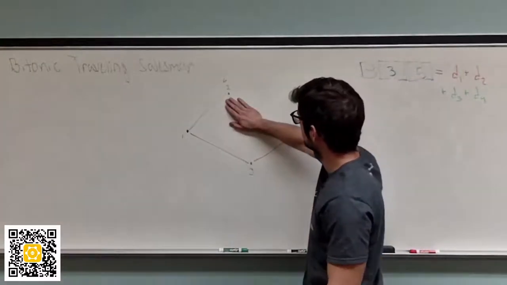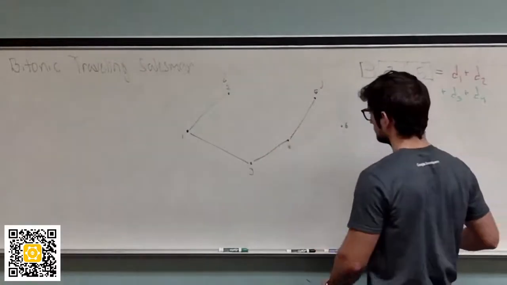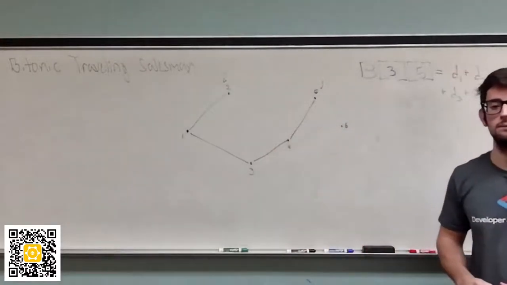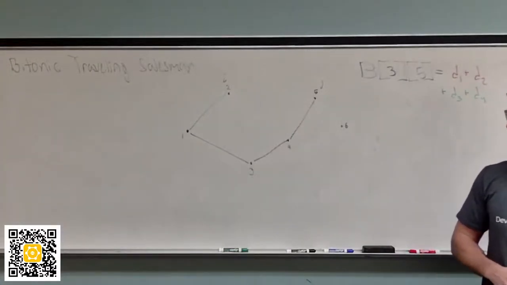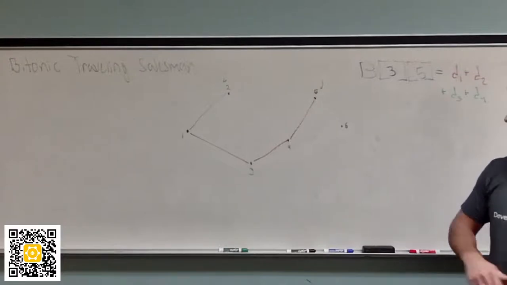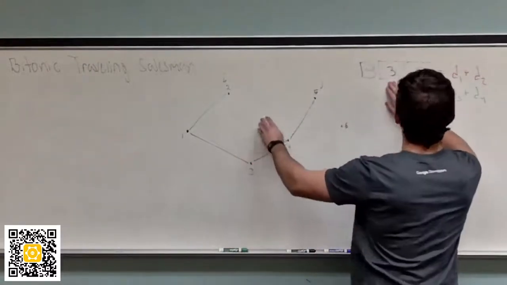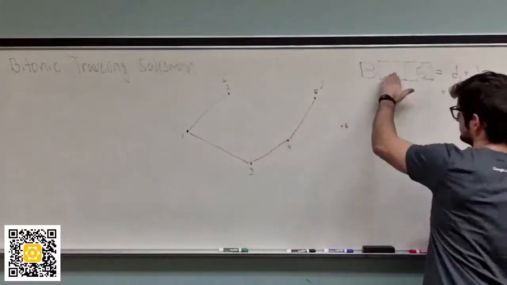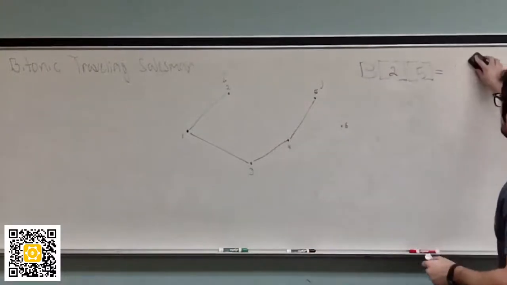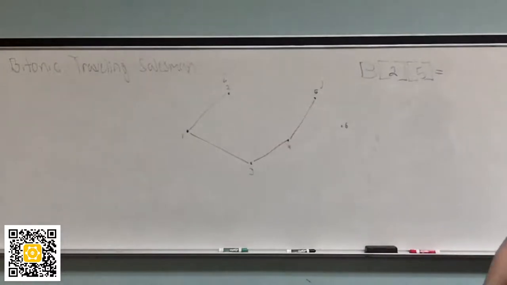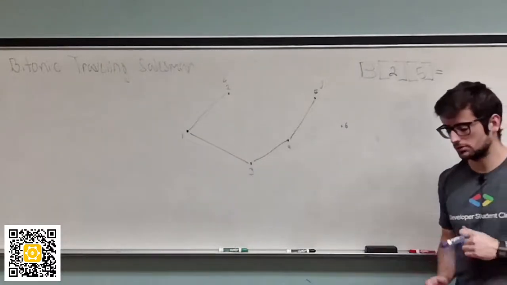Since I is less than J minus 2, yes, in the DP table, 2, 5, I'll just erase this, I'll write the 2. 2, 5, when we get to this point, it's going to be the most optimal path from this point, yes.